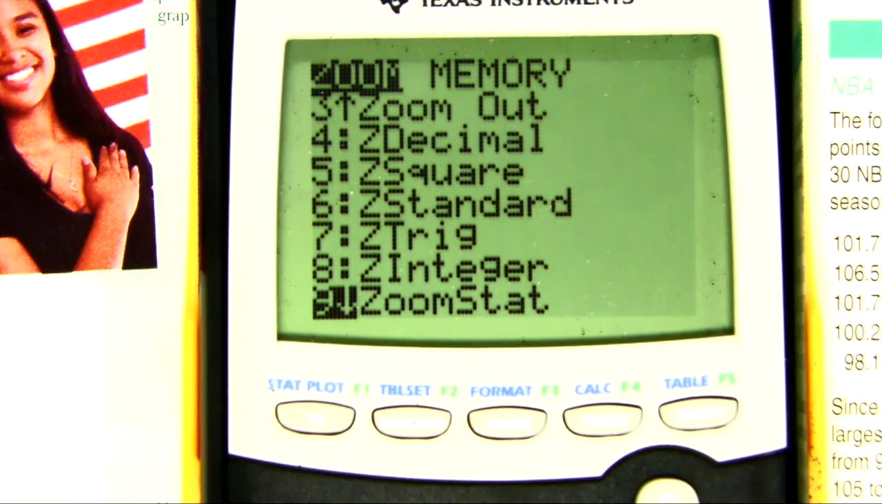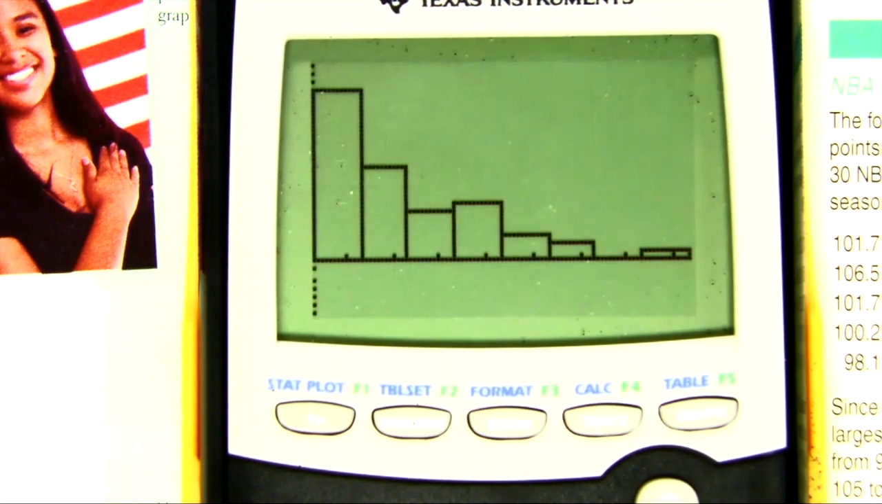On your 89, I think it says zoom data. And I think the Inspire might say zoom data when we get there later. So if you're looking for that zoom command, it's zoom data on some, zoom stat on this one. And now we can see our histogram. Now the thing about this histogram is very different than the one that I showed you earlier that the book made. Just see how many bars do we have here, right?